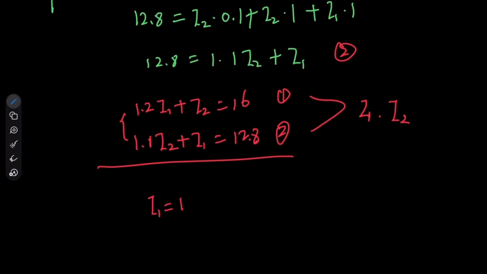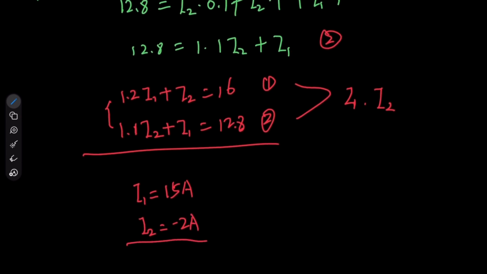I1 equals 15 amps and I2 equals minus 2 amps. When we have a minus sign, that refers to the direction of the current I2. We defined it from right to left, so a negative sign means the current for I2 flows this way, from left to right. Sometimes when we solve the equations, we could get a negative sign. That means the direction is opposite to the one we defined as positive.